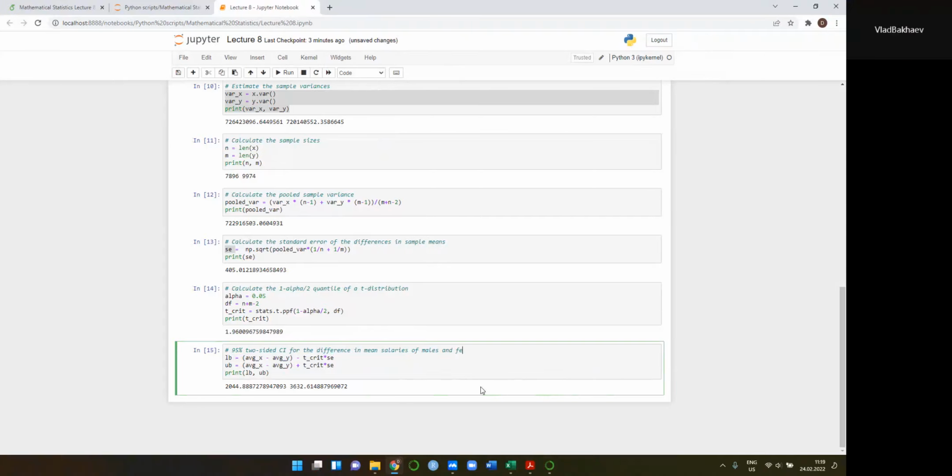Calculations are... This is a more understandable difference than the difference between mean salaries. How different are the mean salary of males and the mean salary of females?